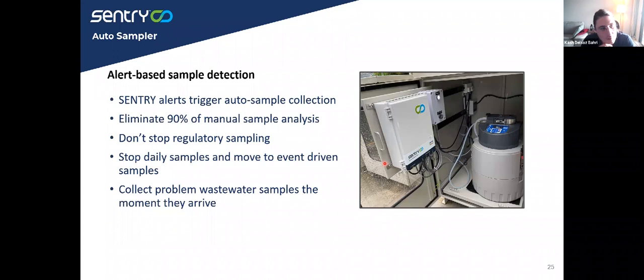And also, we are working on a framework for connecting the Sentry panel to the autosampler. And we are going to connect that framework with the new models that we are developing. It can basically eliminate 90% of manual sample analysis. Again, it shouldn't stop regulatory sampling, but potentially it is shifting the sampling to event-driven samples instead of daily samples, which can be time-consuming, costly, and labor-intensive.